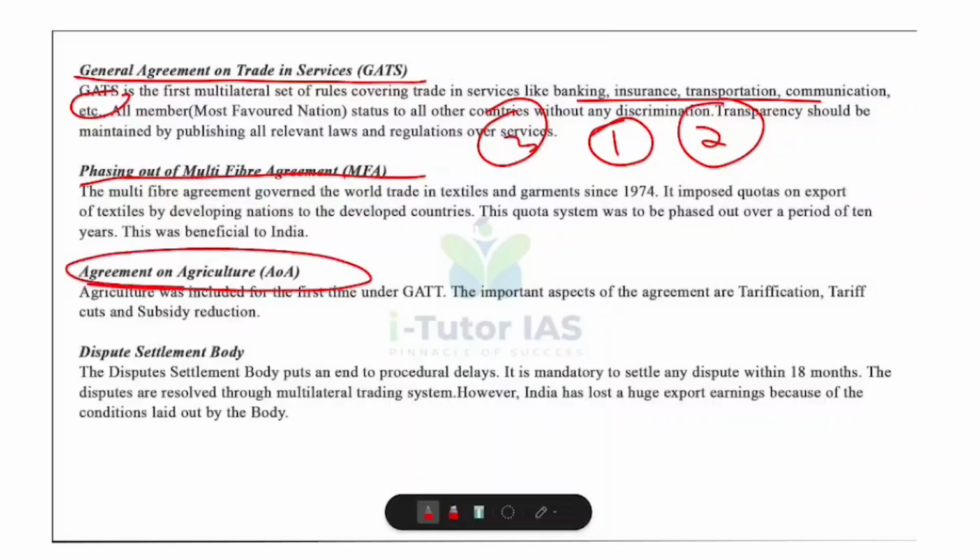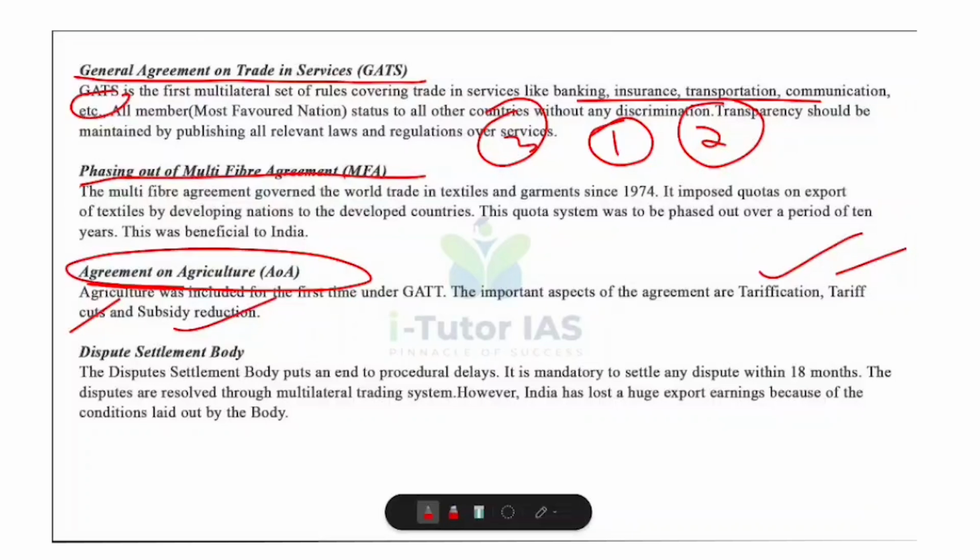Now, what about the Agreement on Agriculture? For the first time, agriculture was brought under international trade rules, and the main components here are tarification, that is conversion of non-tariff barriers into tariffs, then tariff cut or tariff reduction, that is gradual reduction in tariffs on agriculture goods, and also subsidy reduction, that is it discourages trade distorting domestic and export subsidies. And the goal is to make global agricultural trade fair and market oriented.